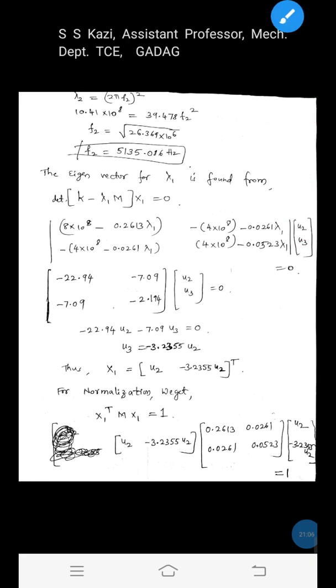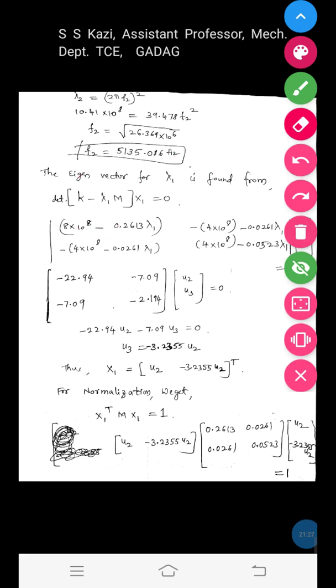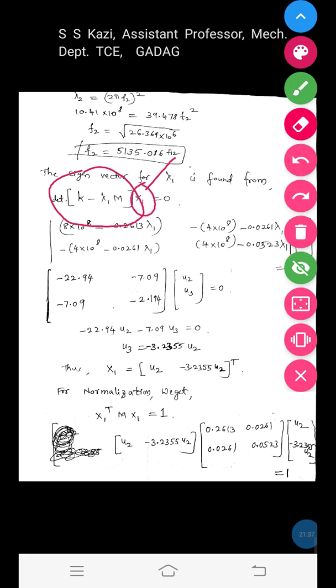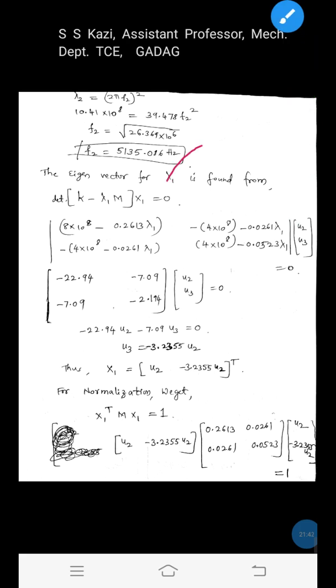Now let us calculate the eigenvectors. The eigenvector for the first eigenvalue lambda 1 is found from determinant k minus lambda 1 m into x1 is equal to 0. This is the eigenvector equation. Already we know determinant k minus lambda m into u is equal to 0. Just replace u by x1 and lambda by lambda 1, because for lambda 1 we will find the first eigenvector.